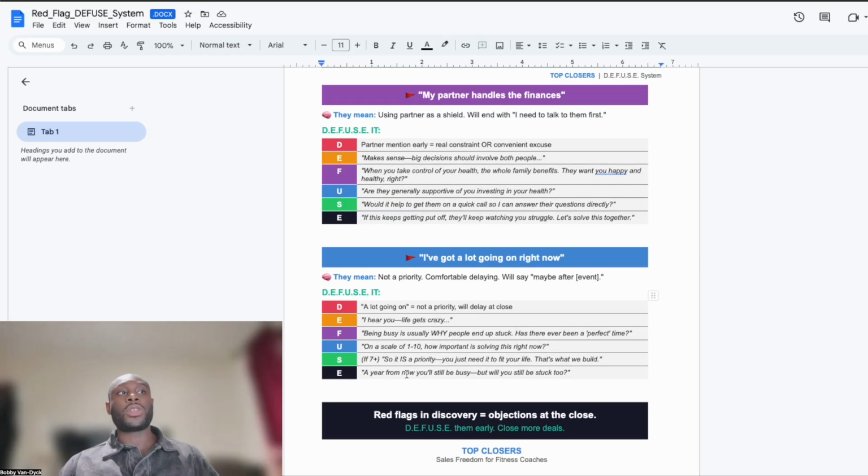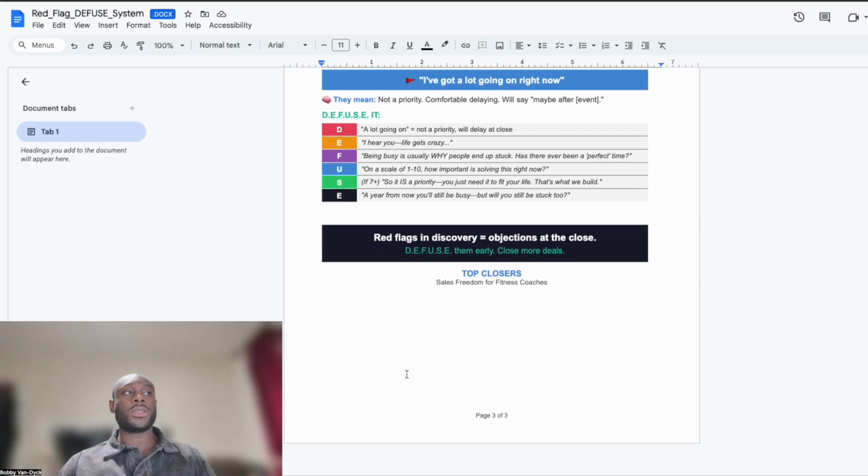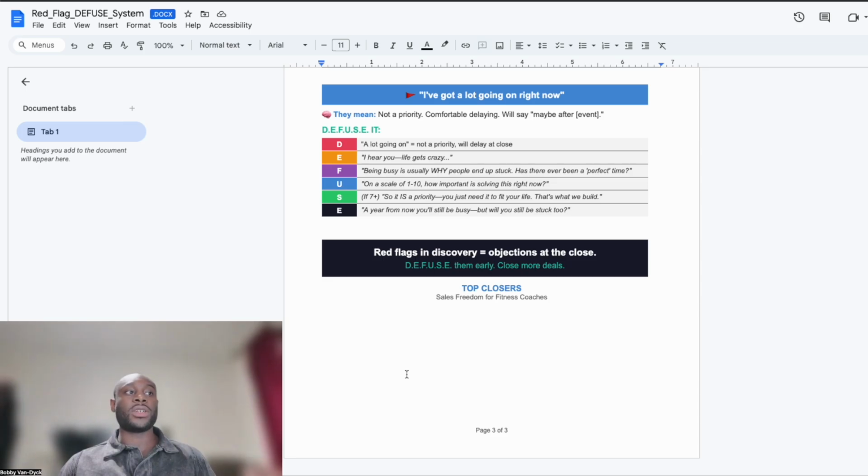I'm going to send over this document so you guys have it and can go through the other ones. But it's a clear understanding of how to diffuse and make sure that you're not letting the red flags go undetected and showing up at the close.